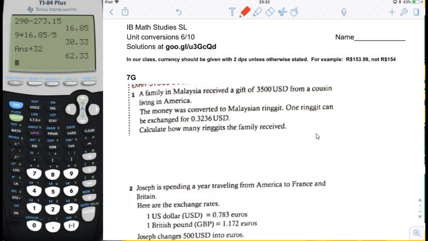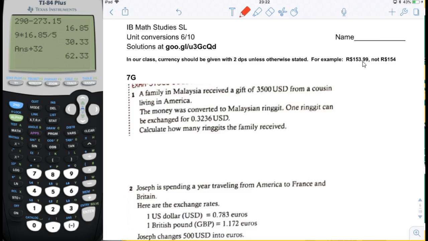Page 6 of unit conversions. So first of all, there's a note which says, in our class, currency should be given with 2 decimal places unless otherwise stated. For example, 153 reais and 99 centavos, not 154 reais. Okay? So basically, whenever you see a currency, go ahead and give 2 decimal places.